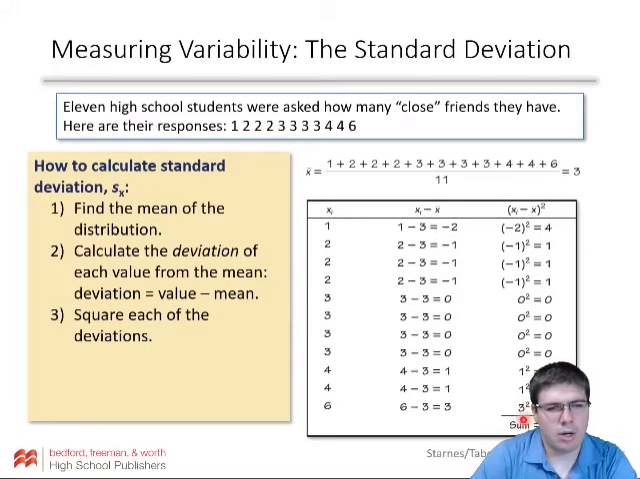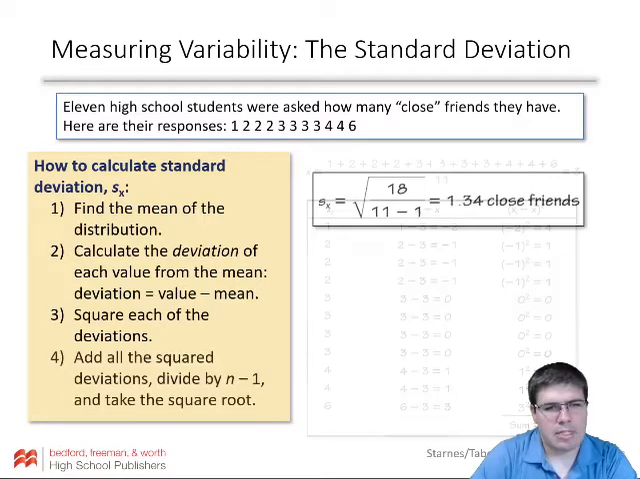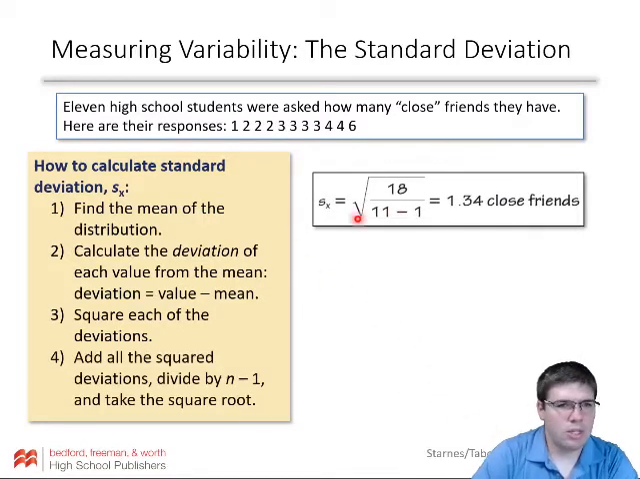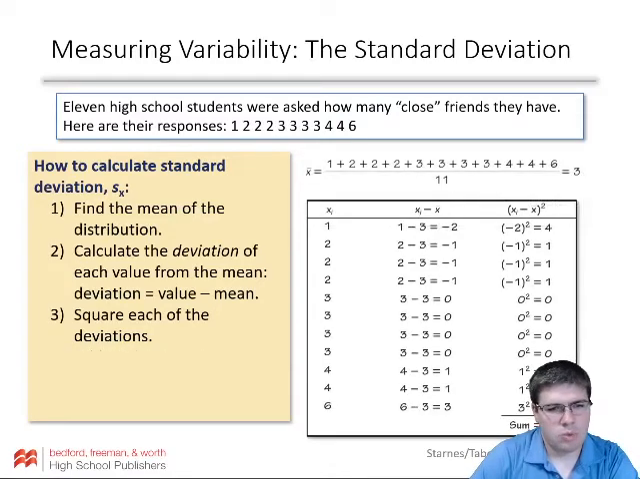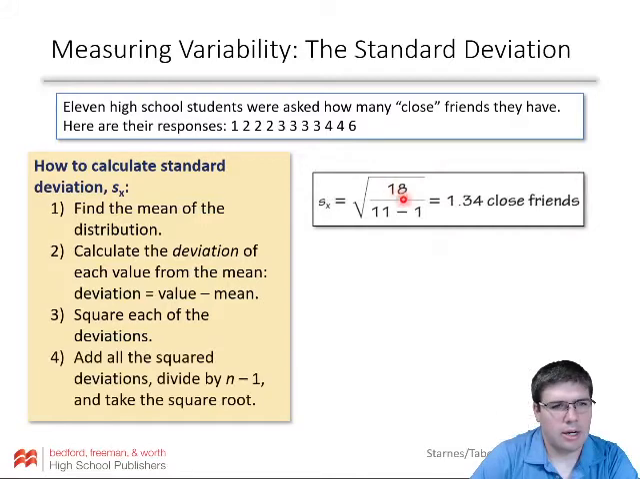We sum our squared deviations. And then the next step is divide by n minus 1, and take the square root finally. So the sum of squared deviations was 18. We plug that into our numerator. Divide by n minus 1, so we divide by 10. So 18 divided by 10 is 1.8. And then the square root of that gives us 1.34.